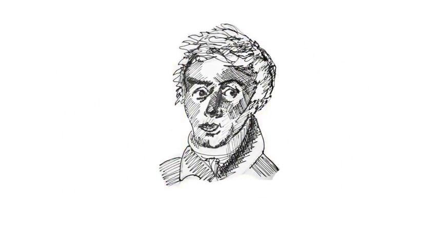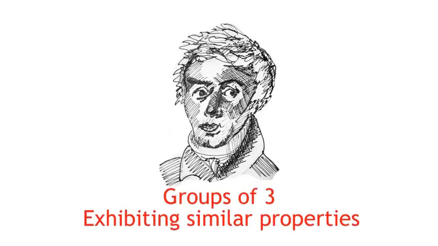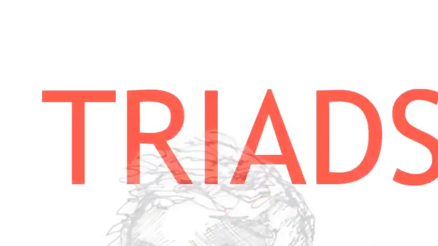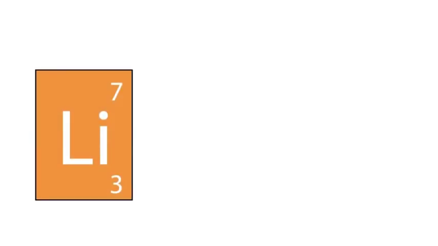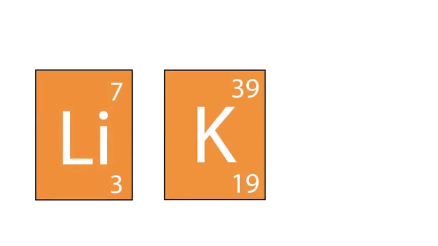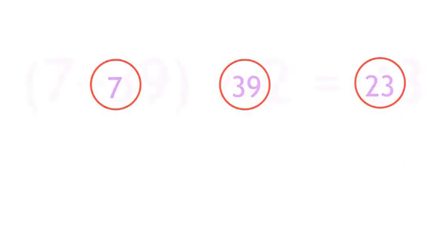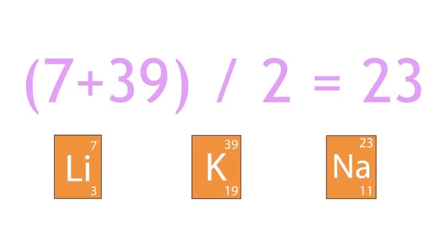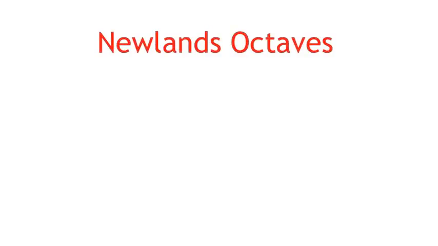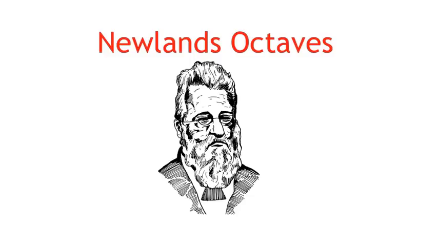Johann Wolfgang Dobereiner noticed he could form groups of 3 with elements exhibiting similar properties. He termed these groups triads. An example of one of these triads was lithium, sodium, and potassium. The interesting characteristic of triads was that when they were placed in order of their atomic mass, the middle element always had an atomic mass which was an average, or very close to an average, of the other 2 elements in the triad.